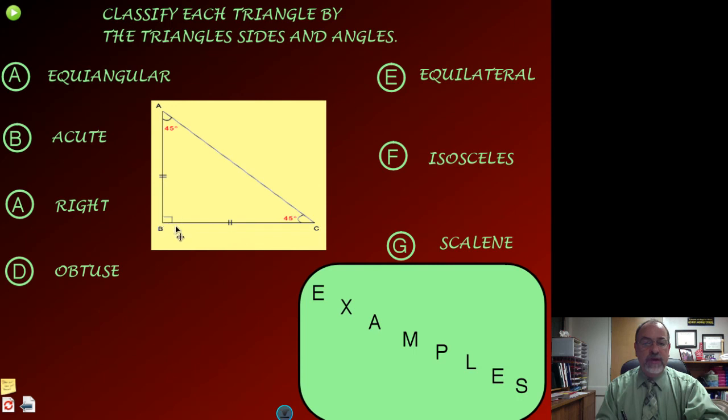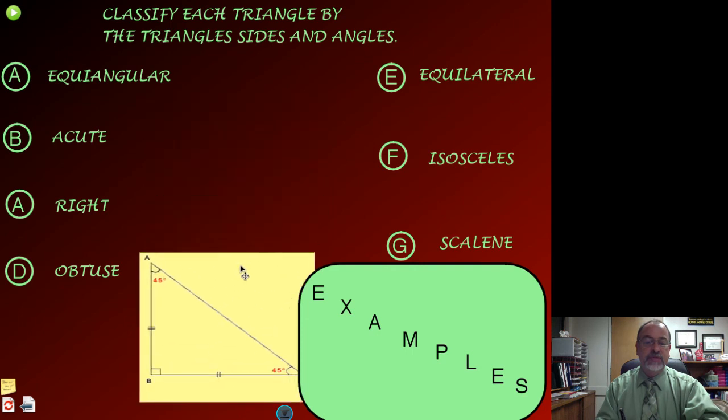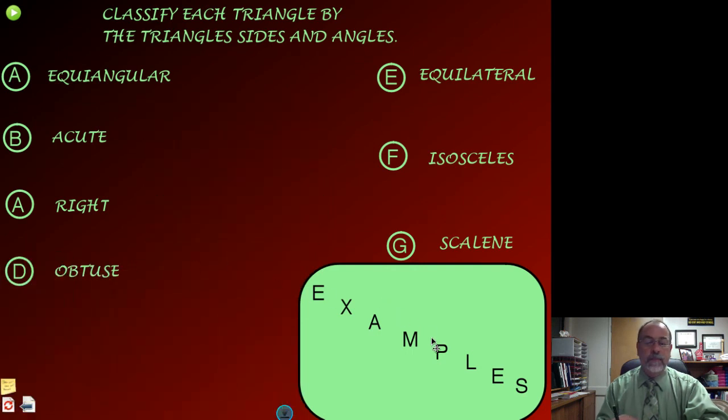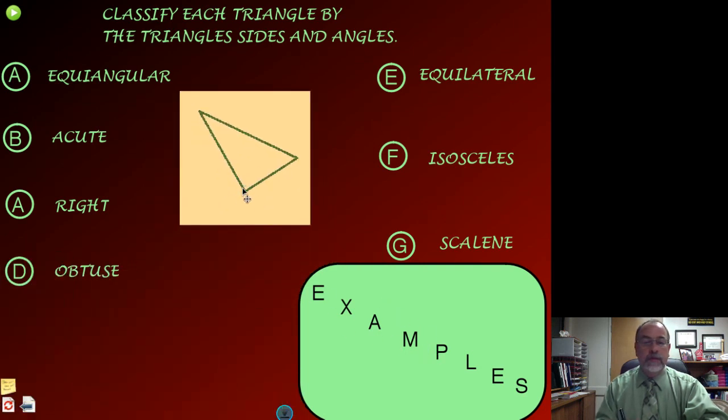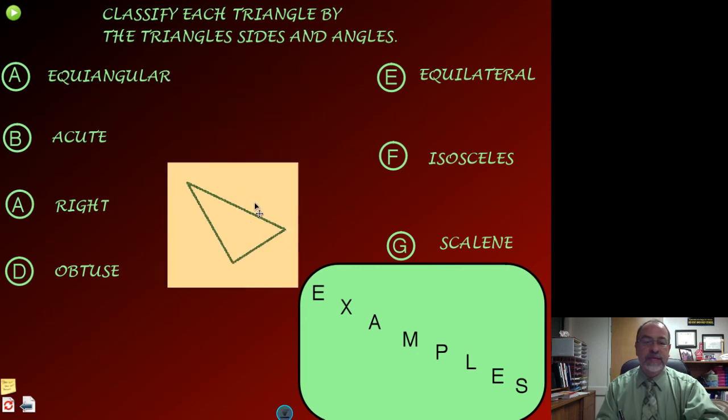Here you have a right angle, so this would be a right triangle, and we're told by these tick marks that these two sides are the same length, so that would be isosceles. We have at least two equal sides. This looks like a right angle here, so probably a right triangle, and the sides don't appear to be the same length, so this is going to be scalene.